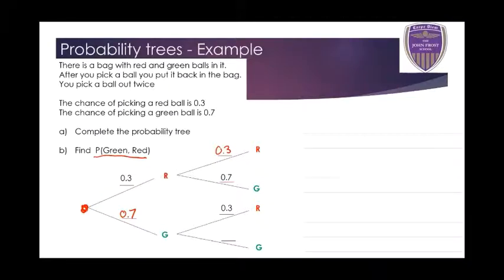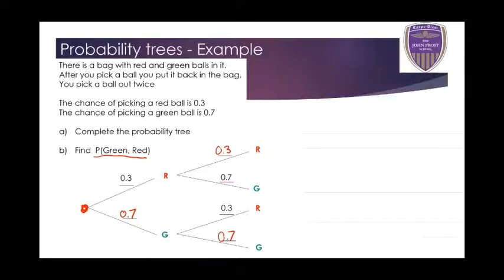If we then go back to the start and imagine that we picked a green ball first, for the next event we've still got two options. We can either pick a red ball or a green ball. Because we put the ball back after we picked it, it's the same number of balls in the bag. So the chance of picking a red ball would still be 0.3, and the chance of picking a green ball would still be 0.7. So there you go, we've completed the probability tree.